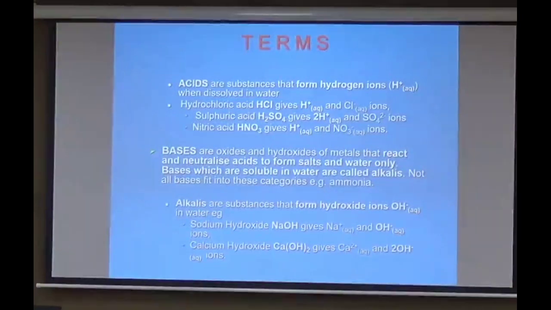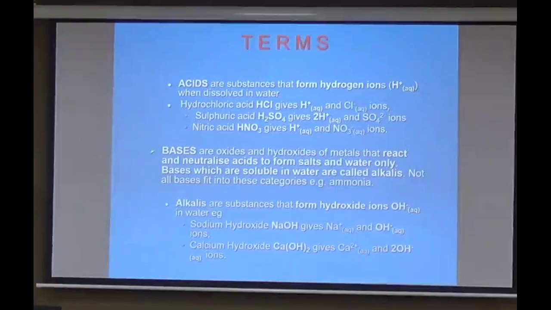Acids are substances that form hydrogen ions when dissolved in water. In this category, we can place substances like hydrochloric acid, sulfuric acid, nitric acid, etc. Hydrochloric acid, when dissolved in water, results in production of hydrogen and chloride ions. Nitric acid dissolved in water results in formation of hydrogen and nitrate ions.